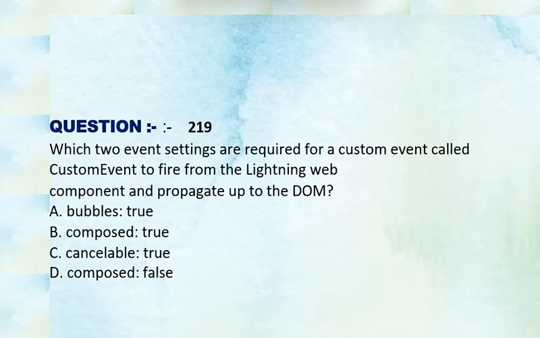Question is, which two events settings are required for a custom event called custom event to fire from the Lightning Web component and propagate up to the DOM? Option A, bubbles, true. Option B, composed, true. Option C, cancelable, true. Option D, composed, false. Correct answer is option A and option B.